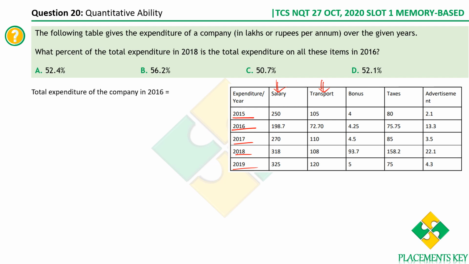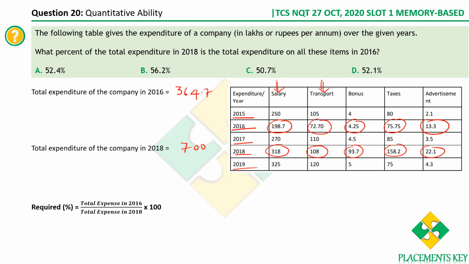So for that, first we need to find the total expenditure of the company in 2016. We should add all of these values. You can either compute it manually or go ahead and use the on-screen calculator. If you add all of this, you get the value, as I've already computed, as 364.7. Now what is the total expenditure of the company in 2018? We should add all of these. If you add all of this, we get 700.